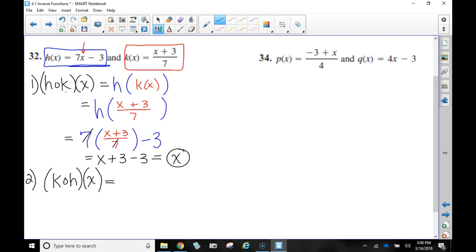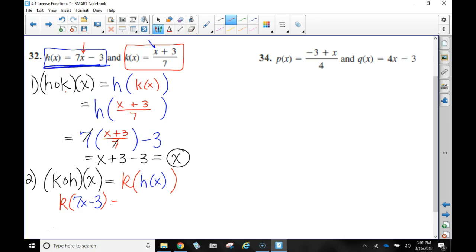Now, this time, the outer function is the K function. So I'm going to take K and evaluate it at the inner function H of x. Okay, so that means we're going to do K evaluated at what H of x is equal to. Says right up here in the blue box, H of x is equal to 7x minus 3. All right, now what this is telling you to do, K evaluated at 7x minus 3 tells you to go to your K function and where you had an x, put in the 7x minus 3.